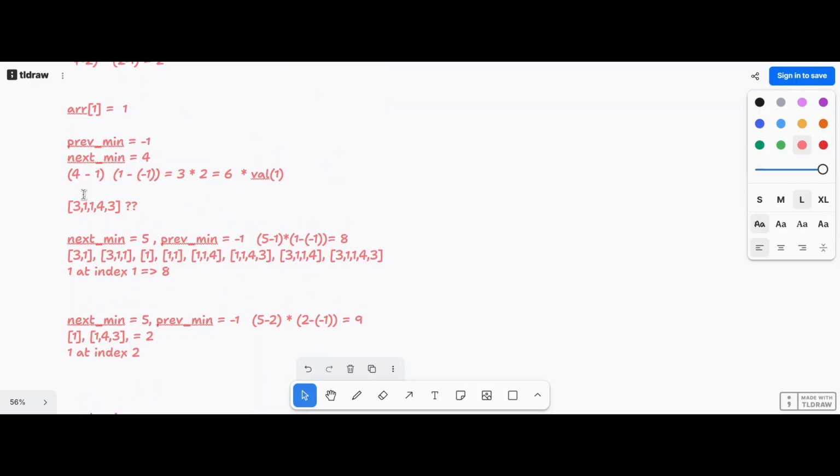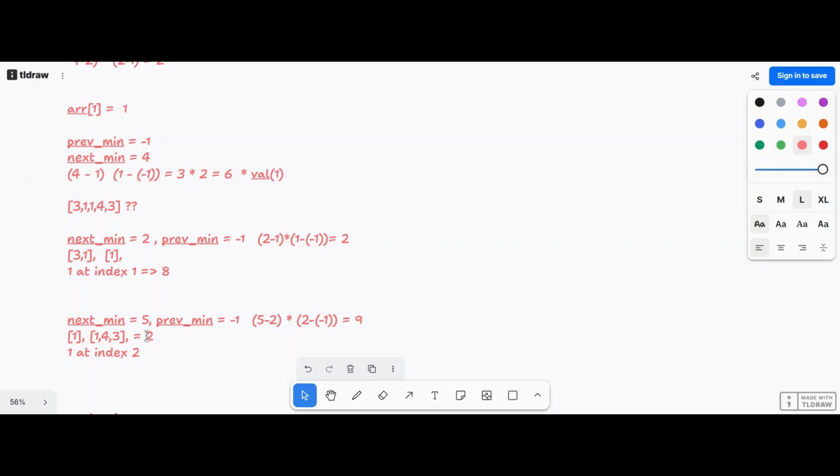Okay. So now we need to find the next greater than or equal to minimum. For the 1, the next greater than or equal to minimum is at index 2 itself. So this would become 2 itself and not 5. And the previous minimum is minus 1. So now this case will be like (2 minus 1) into (1 minus minus 1), which is 1 into 2, which is 2. So only two subarrays will be considered here. Which two? 3, 1 and only 1. All others have minimums of this second one.